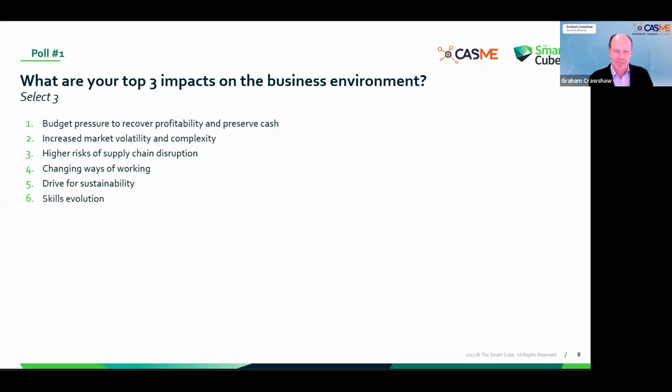Omer, pressure to recover profitability and preserve cash. I don't think I'd necessarily be surprised, because if you look at the results, they're all quite close to each other. Yeah. So whether it's volatility, the supply chain disruption, or changing ways of working, but I guess it gives a bit of a priority there.